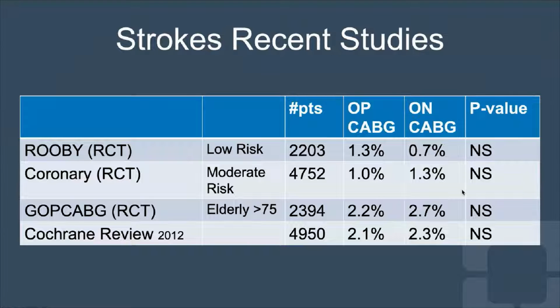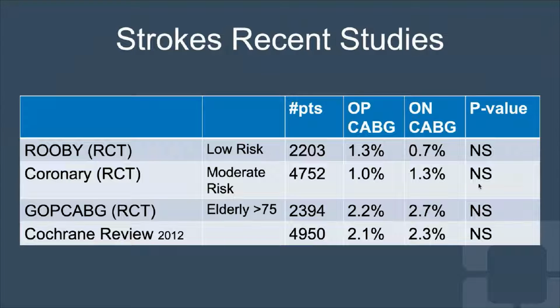You could see both of these curves completely superimposed. Now, what about strokes? There's been a lot of talk about how off-pump surgery may be associated with fewer strokes. If you look at the stroke rates between all three of these studies, as well as a Cochrane review, you can see that there was absolutely no difference in stroke rates between on-pump and off-pump.